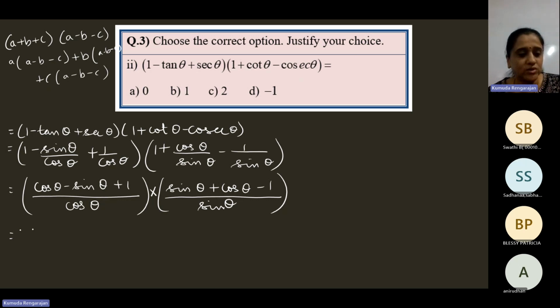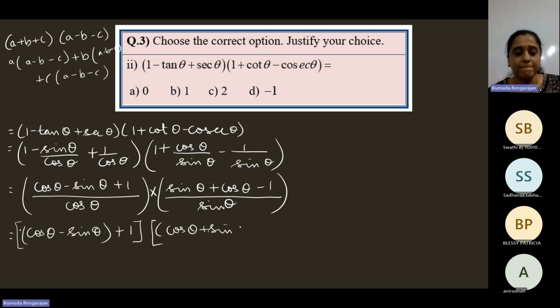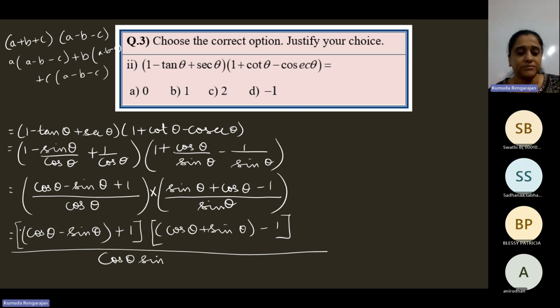So let's just rearrange. You can write this as cos theta minus sine theta plus 1, cos theta plus sine theta minus 1, divided by cos theta into sine theta. We have to multiply the numerators and multiply the denominators. We have multiplied the denominators: cos theta, sin theta. For the numerators, we'll use an identity, so we'll have to rearrange the terms.